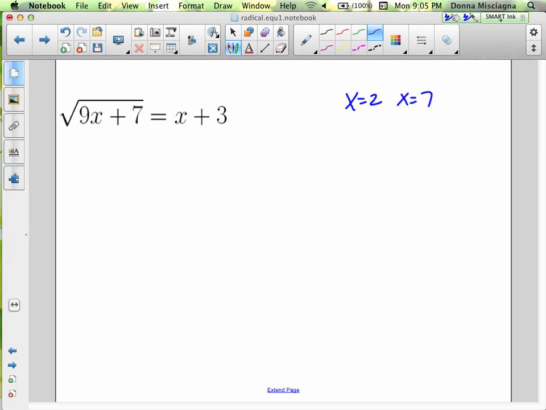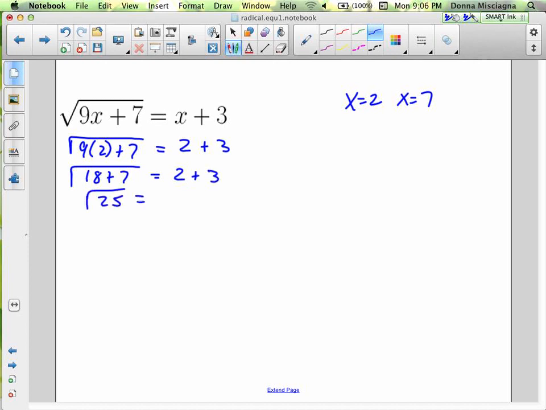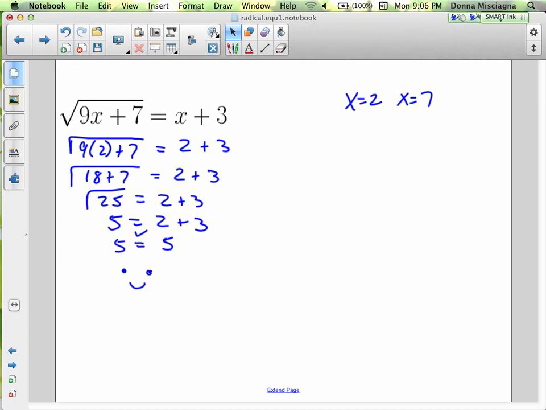All right, so we have the square root of 9 times 2 plus 7 equals 2 plus 3. Square root of 9 times 2 is 18, plus 7 equals 2 plus 3. That would be the square root of 25, which is 5, which equals 2 plus 3. That one checks out. That one is a solution. Give it a happy face. Let's check the other solution, which is 7.